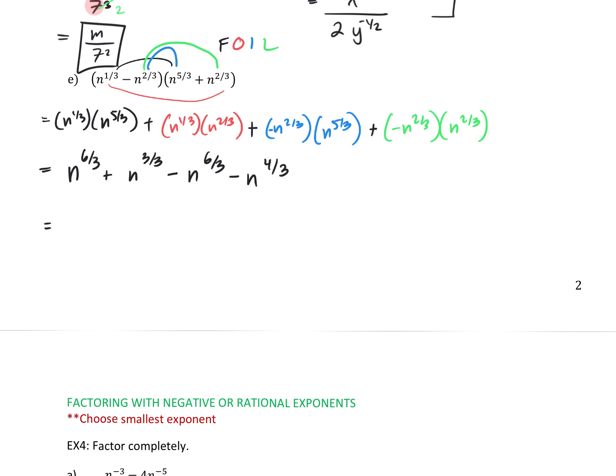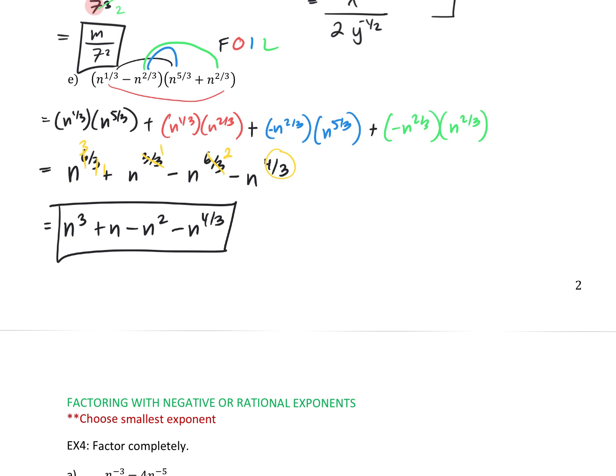So simplifying the fractions, that's a 1, that's a 3, that's just a 1, that's a 2, and this one doesn't simplify. So we're left with n to the 3rd plus n minus n squared minus n to the 4/3. Can we combine any like terms? None of these are like terms, so we are done.